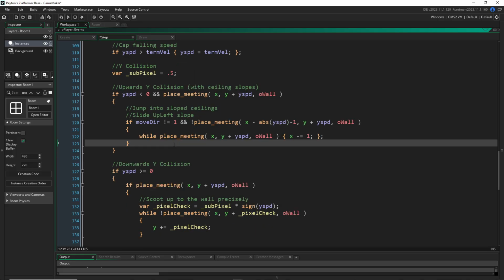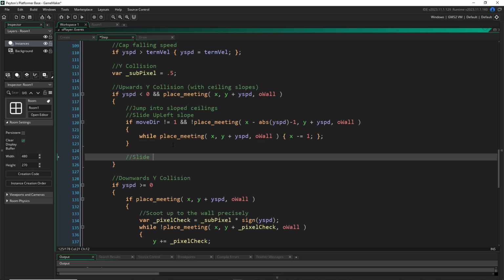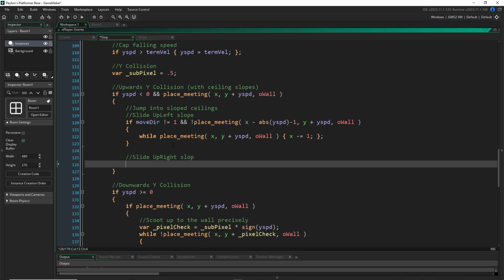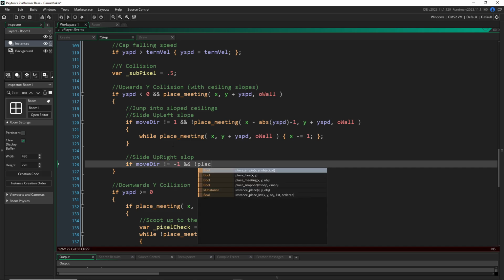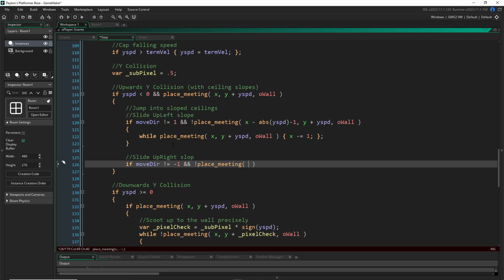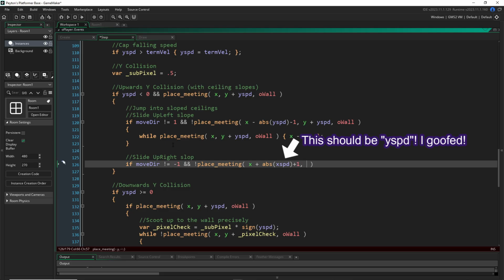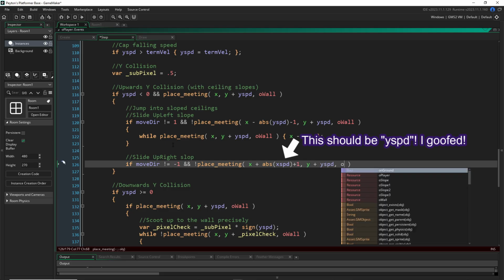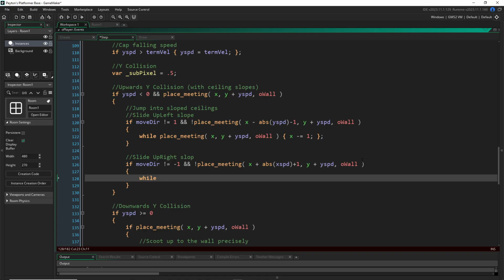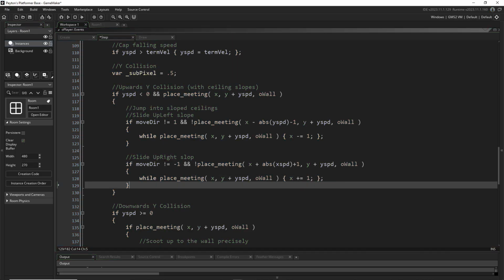So anyways, let's just move on, and we can now add the slide up right slope, and it's going to look very similar. Obviously, we only want to do that if we're not trying to move to the left. So if our move direction is not equal to -1, and there's not a place meeting, and again, we're just checking the opposite direction now. So it's going to be x plus the absolute value of our x speed plus an extra pixel for padding. We're checking where our y speed is supposed to be for a wall, and then we just do the opposite. So while there is a place meeting of our x and our y plus our y speed with a wall, then this time we're just going to add a pixel to our x position. Great.